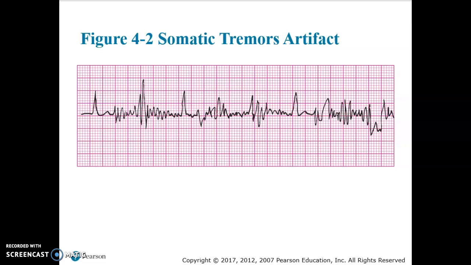We need to attempt several EKGs and then choose the best one to give to the doctor and let them know this is attempt 6 out of 6 attempts, or this is attempt 5 out of 7 attempts. We need to let the doctor know how many times we've tried to get this EKG, but this is the best one we can get. With Parkinson's, it's very common that we have to take several and get the best one that we can, and then again we need to let the doctor know that.